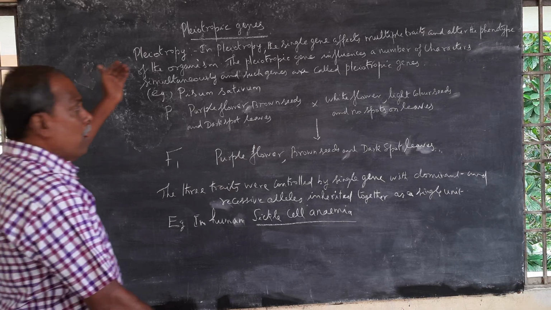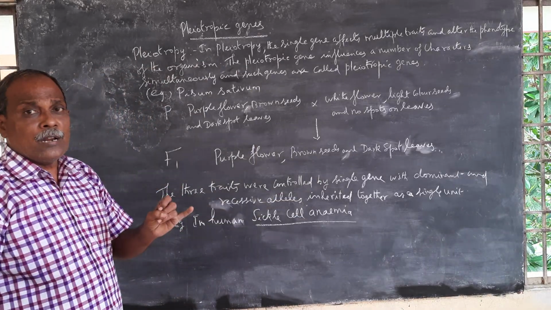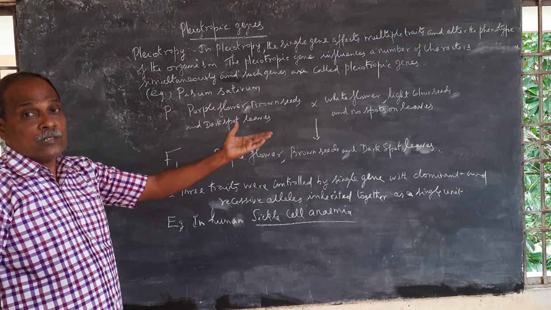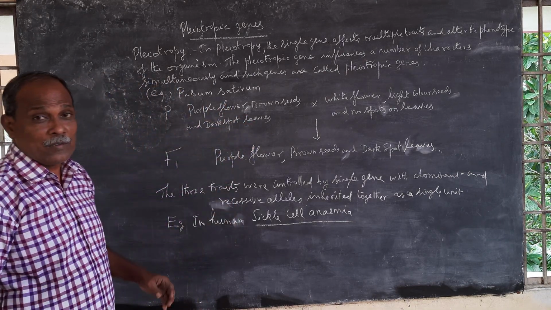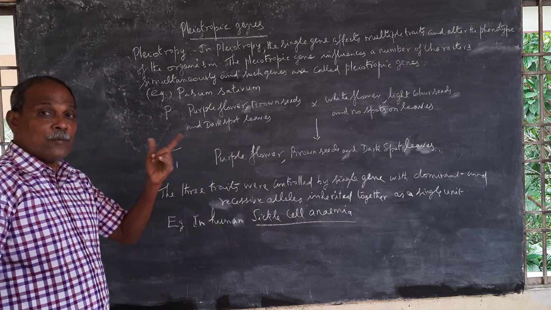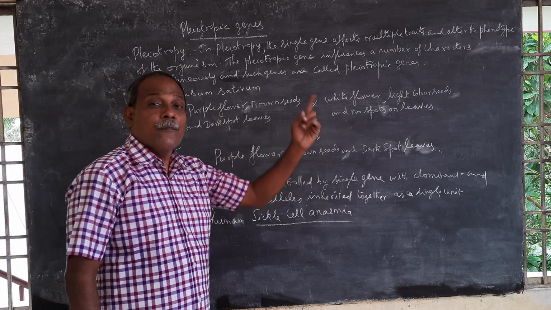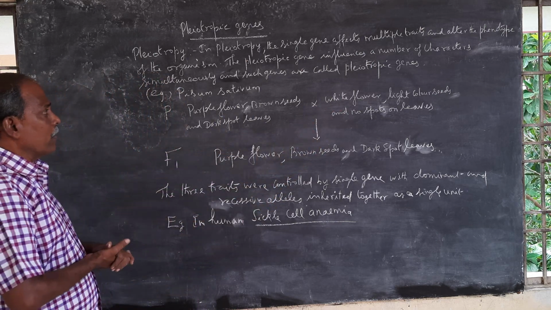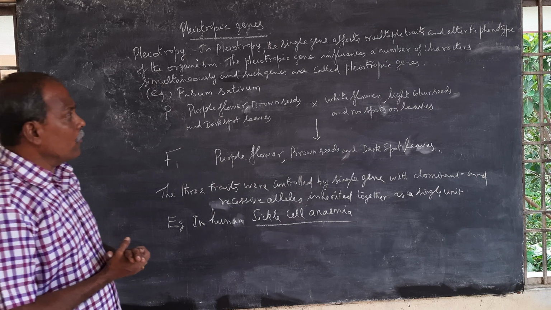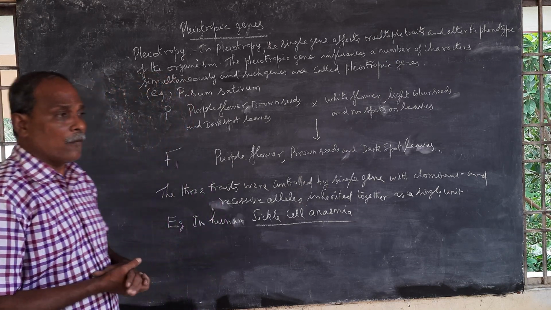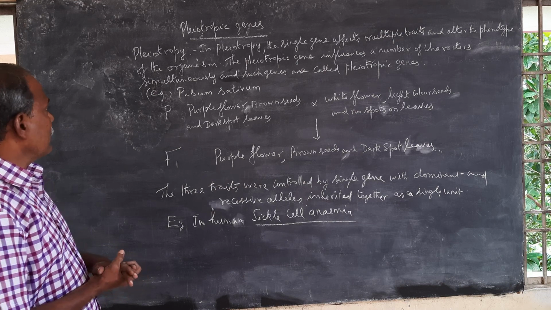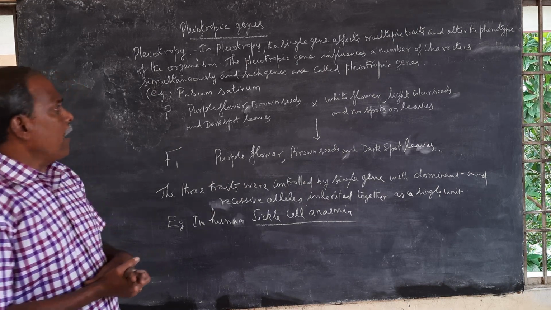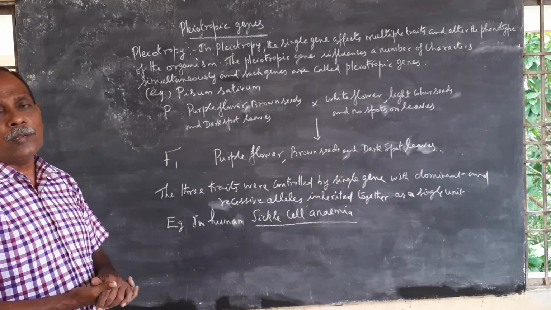Pleiotropic genes. In pleiotropy, a single gene affects multiple traits and alters the phenotype of an organism. Phenotype means the character of an organism. The pleiotropic gene influences a number of characters simultaneously, and such genes are called pleiotropic genes.